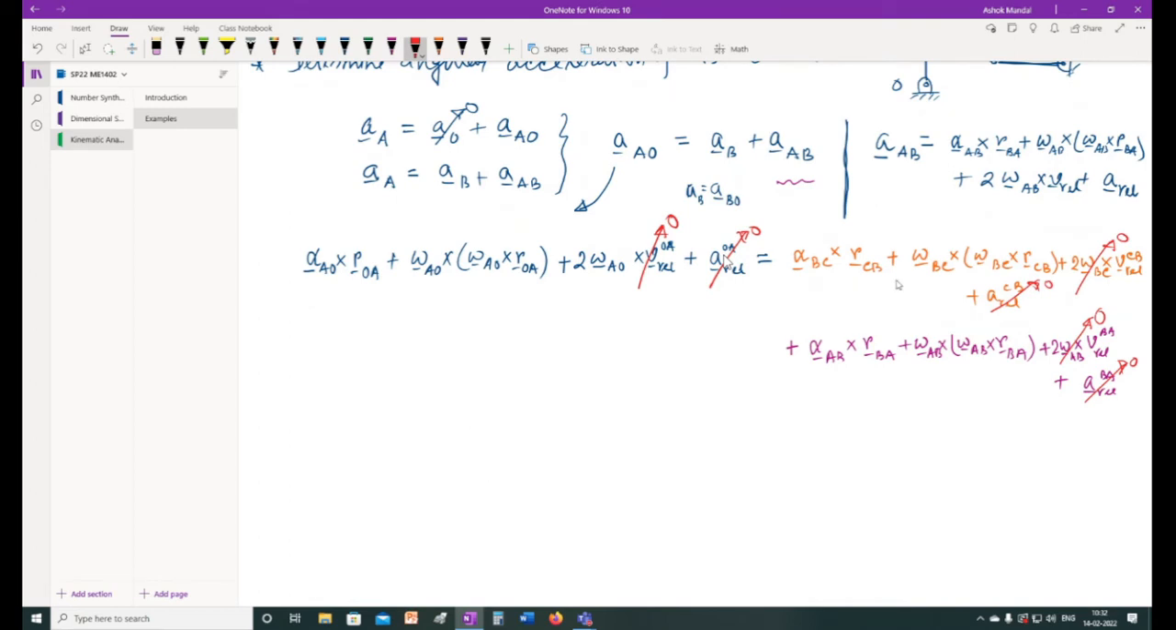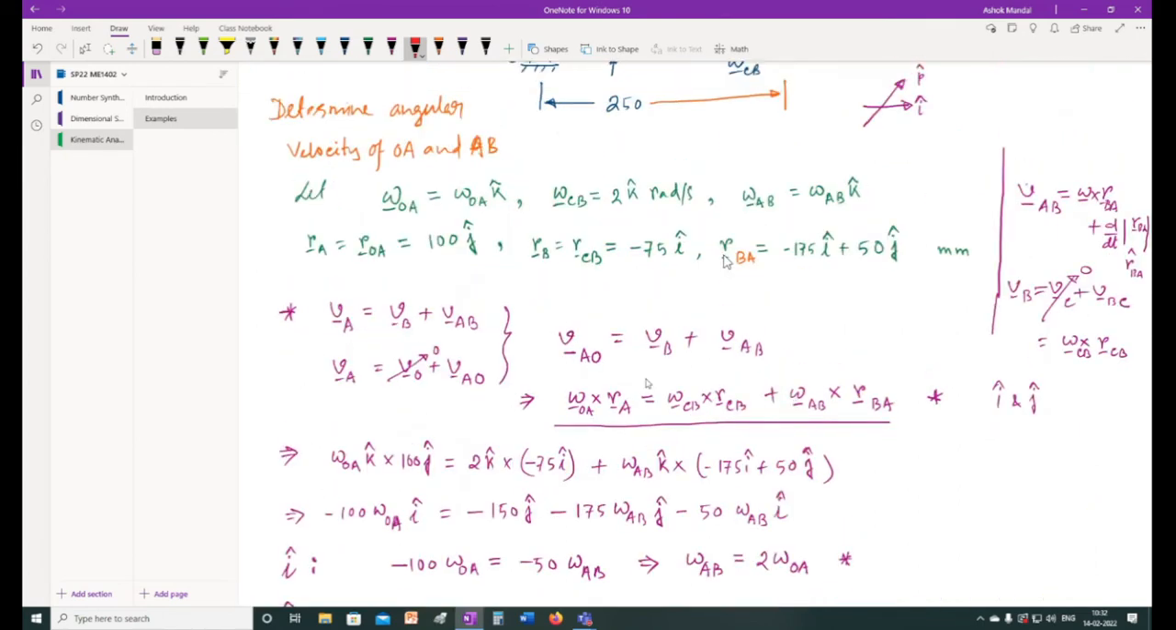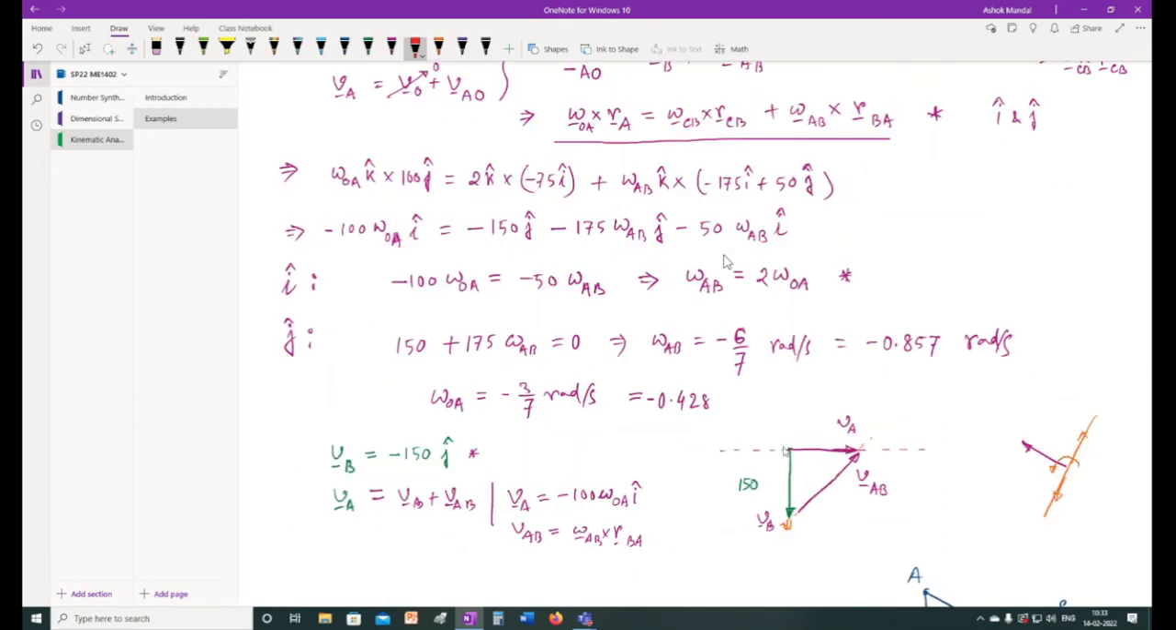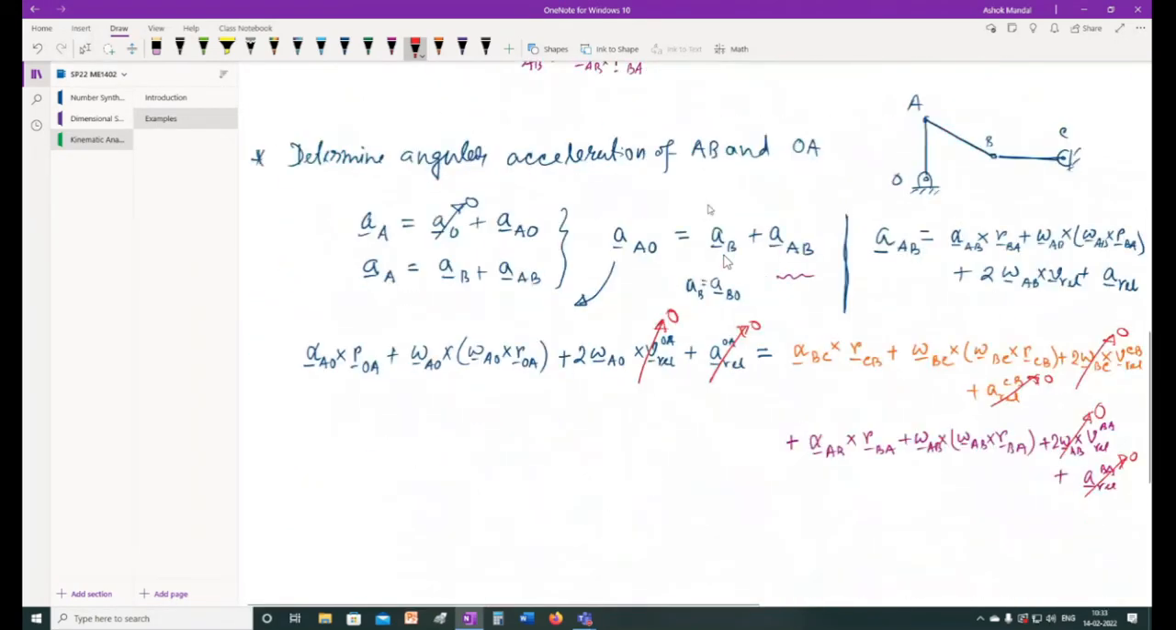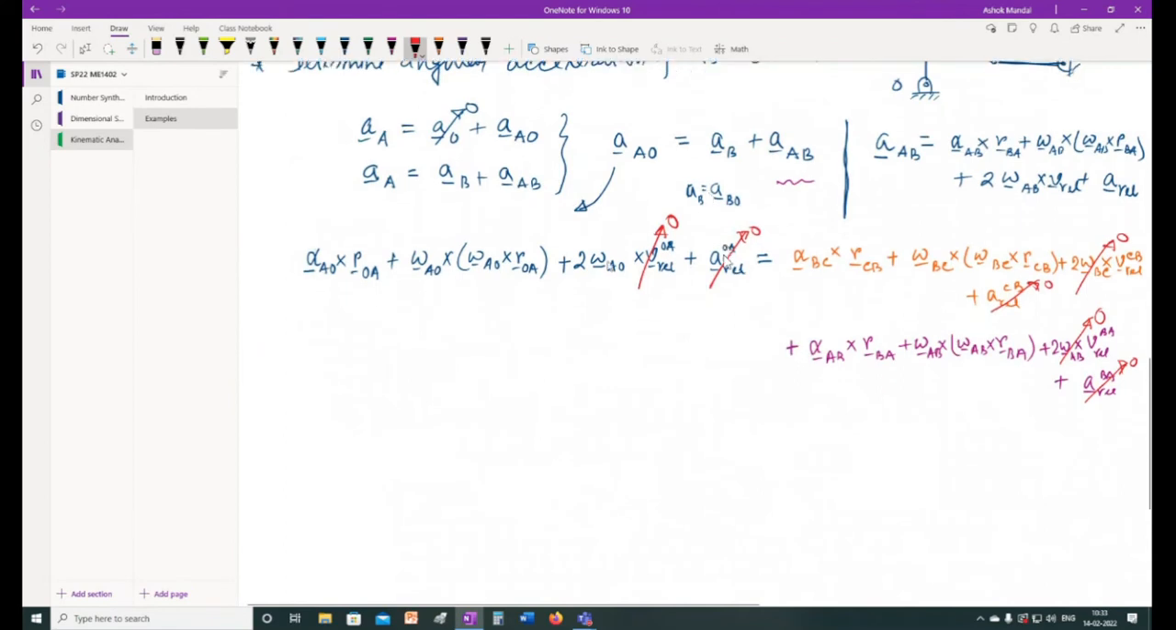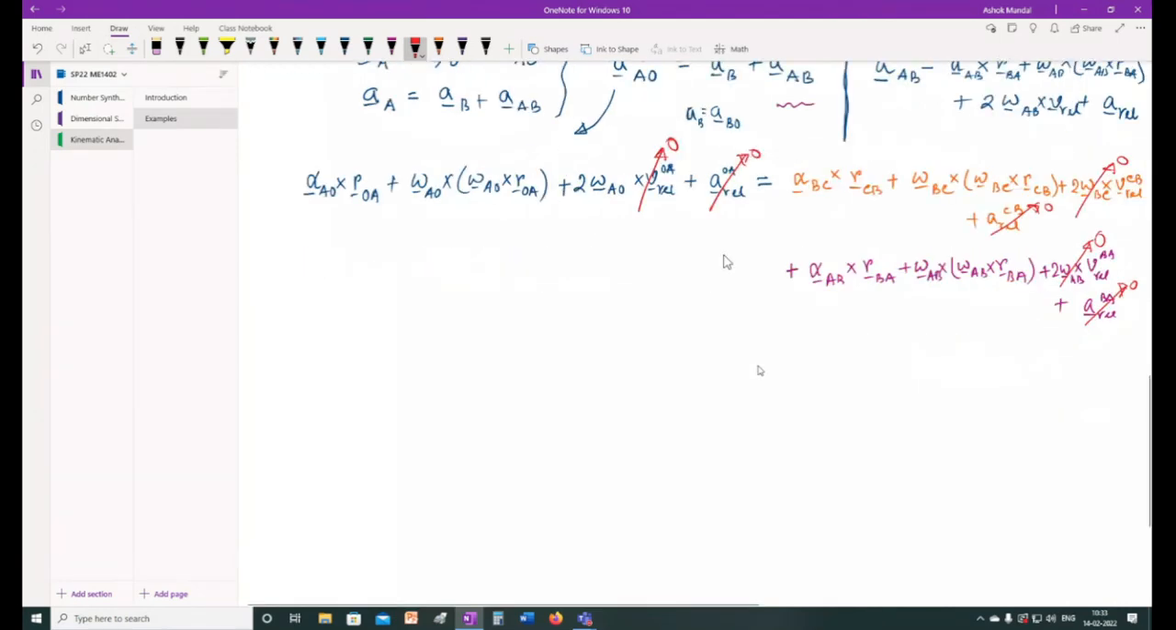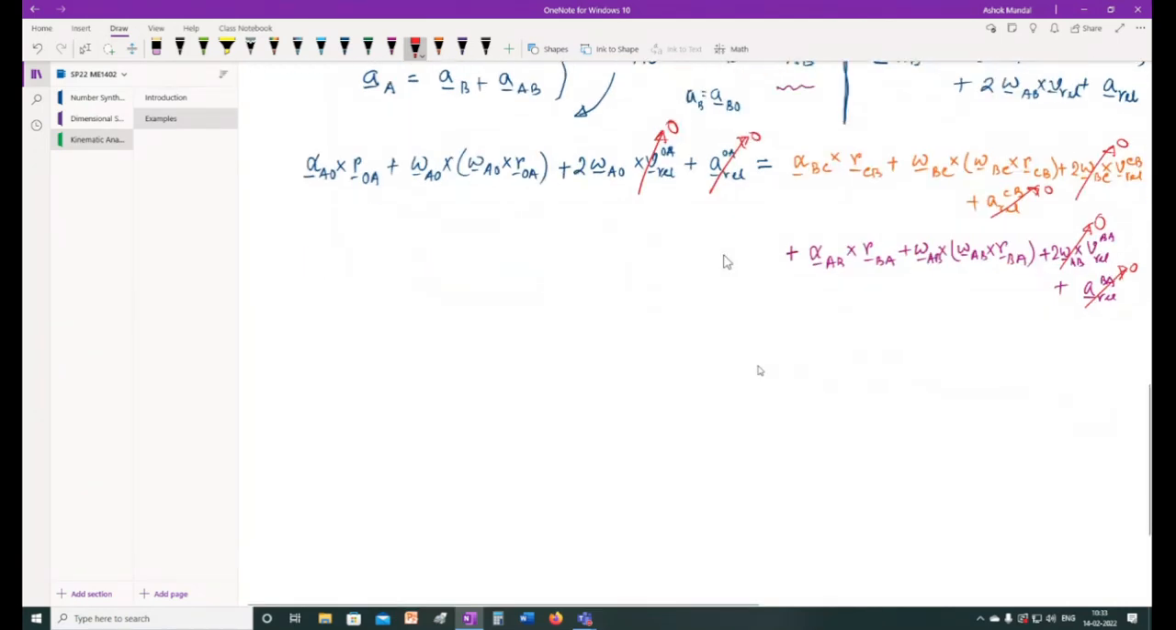Now you see for velocity we have written this equation, and as I said, this diagram is the plot of this equation. Similarly, for your acceleration diagram, you plot only this equation. How, we will see later. First let us solve this problem. So to solve this problem, let us first find out this component one by one.